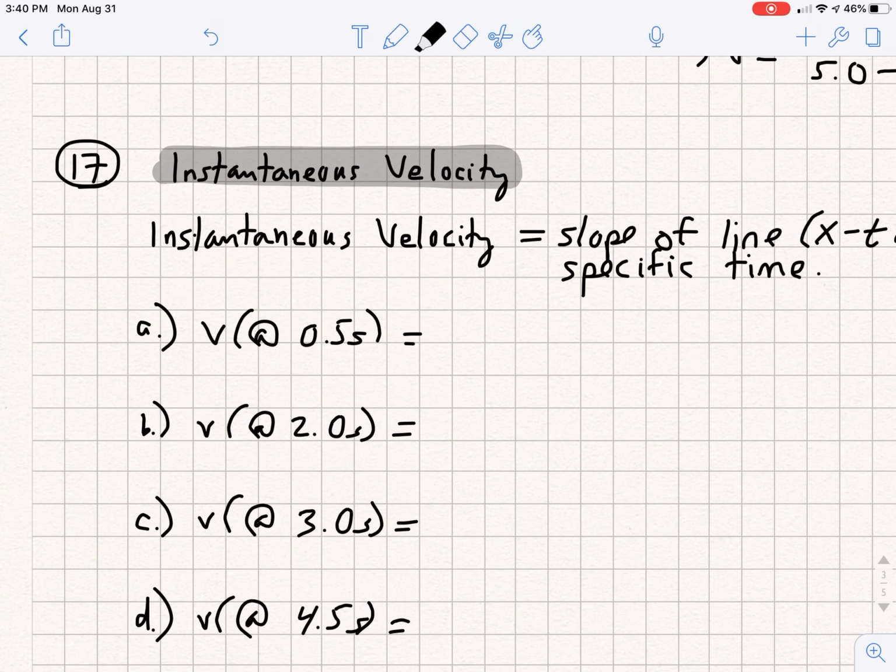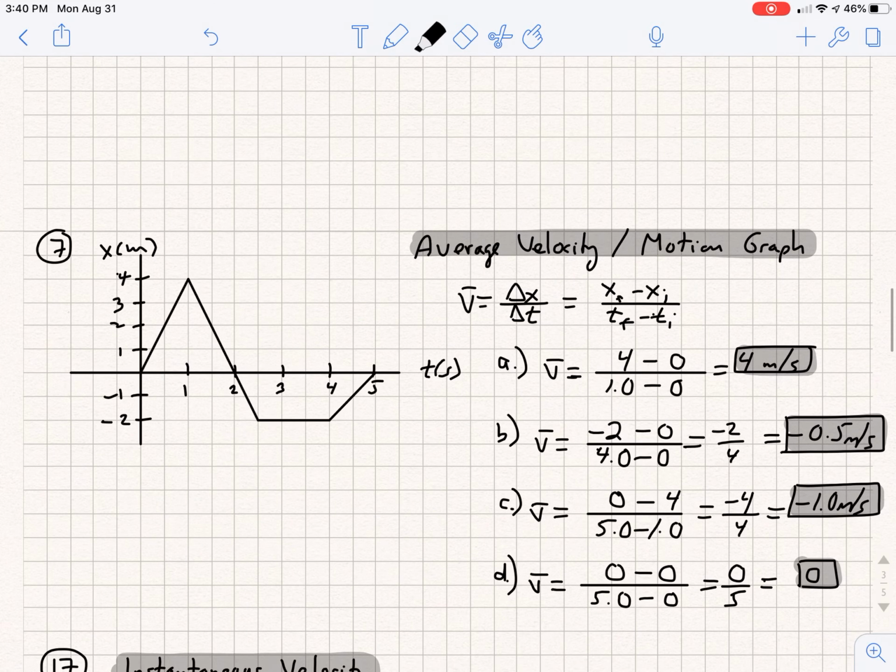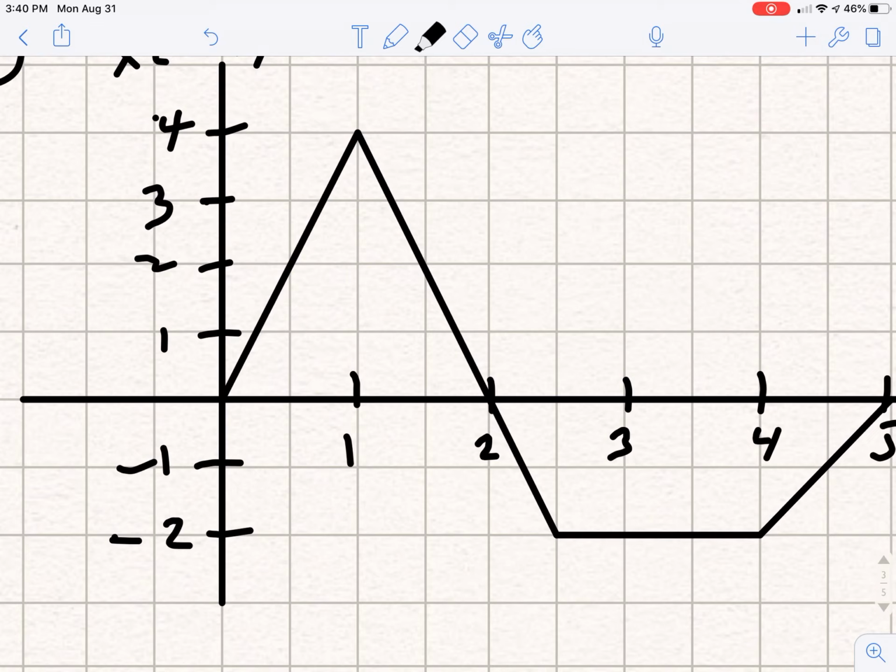Okay, so here's how we do this. We focus on the specific time. You go to the graph. In this case, it's the same graph we used for question 7. Now I'm going to focus on that time of a half a second, which would be right here on the graph. Then I go up to the graph at that instant in time. That would put me right here. This is part of this first line segment right here.